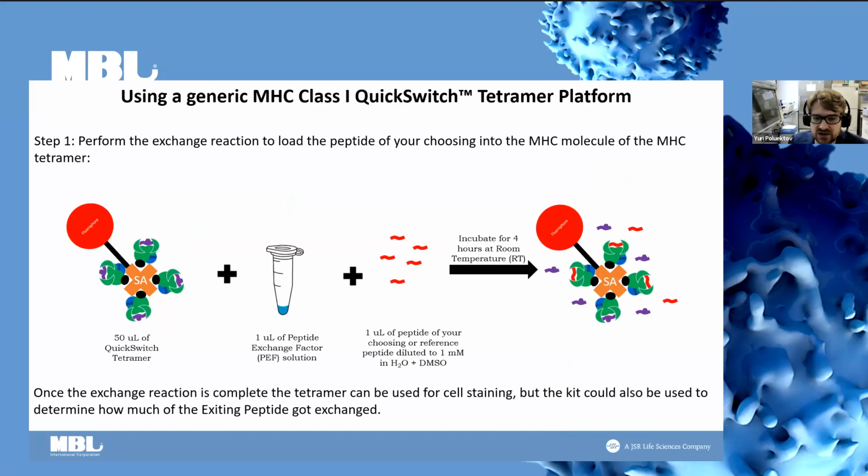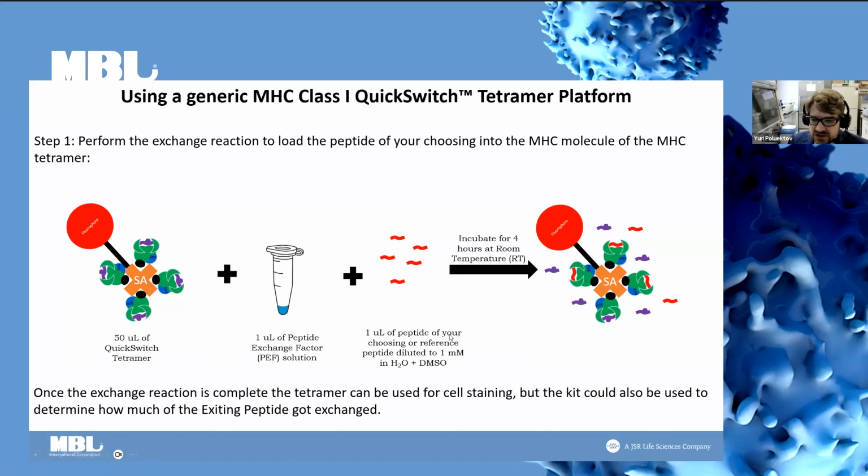In order to make the MHC tetramer with the peptide of your choosing, you have to mix together 50 microliters of tetramer with 1 microliter of the peptide exchange factor and 1 microliter of peptide diluted to 1 millimolar in DMSO and H2O. For most MHC class 1 tetramers, you can have an effective exchange using only 20 micromolar of competing peptide in the final concentration in this final reaction. And the final concentration of DMSO is going to be about 10% in the peptide solution. That's usually what you're going to end up with.